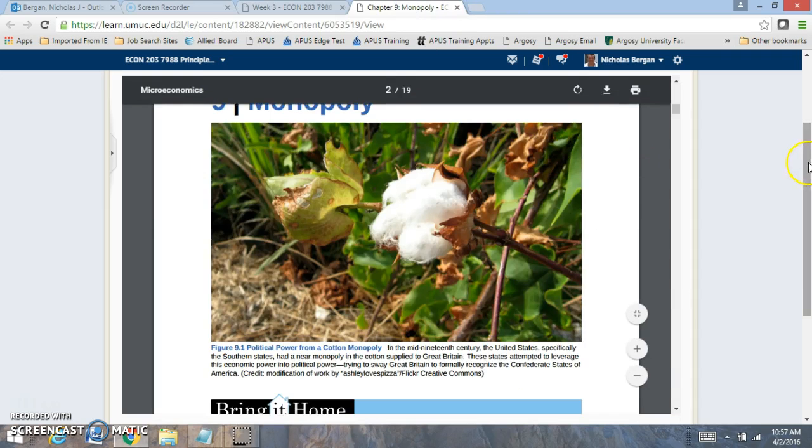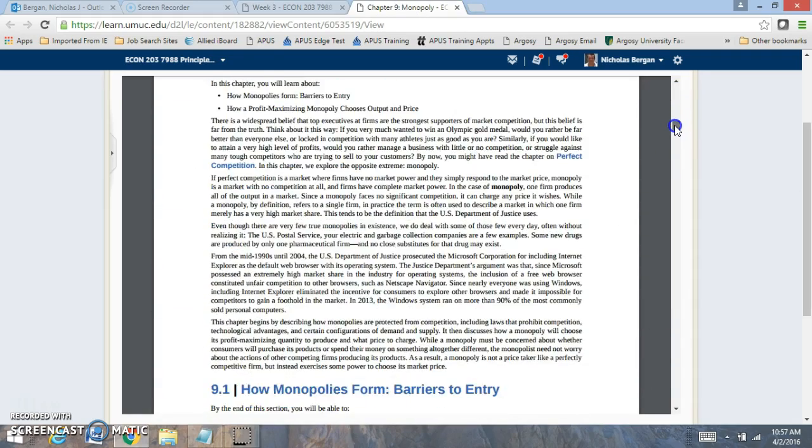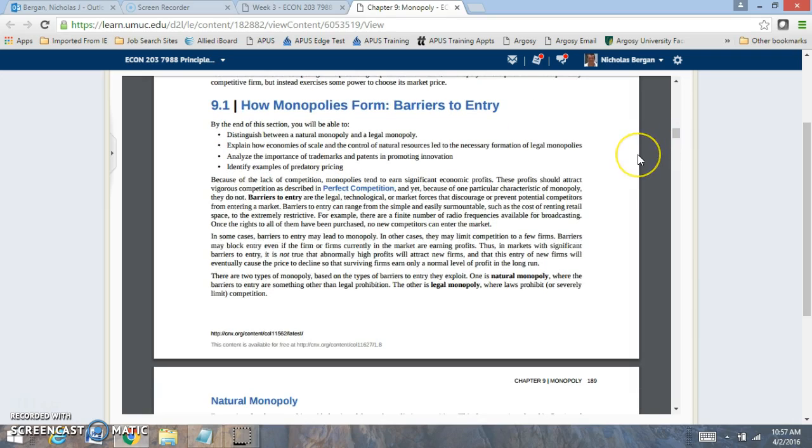Now let's go to Chapter 9. Chapter 9 is going to be dealing with monopolies. And when we look at monopolies, they are going to be classified as a price maker. And what it means to be a price maker is that monopolies have the ability to set the market price that they're trying to establish in the market.